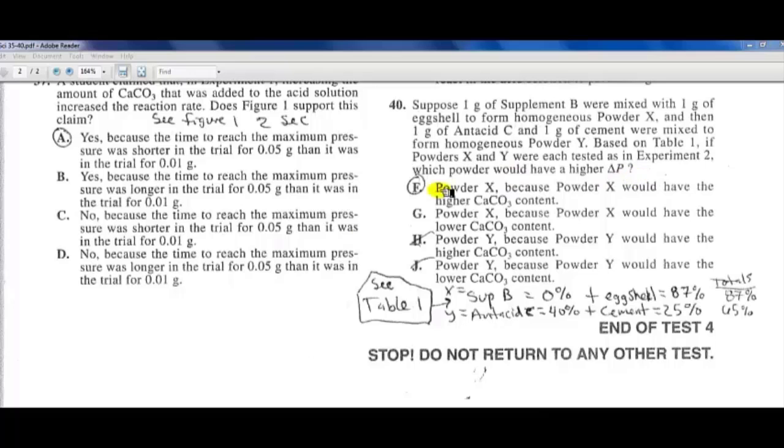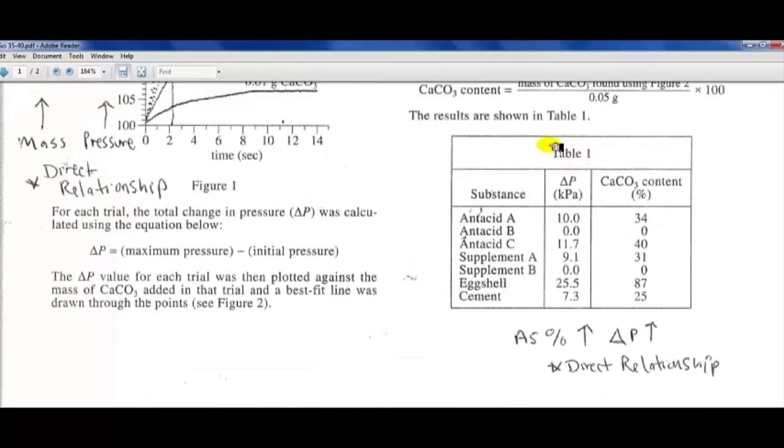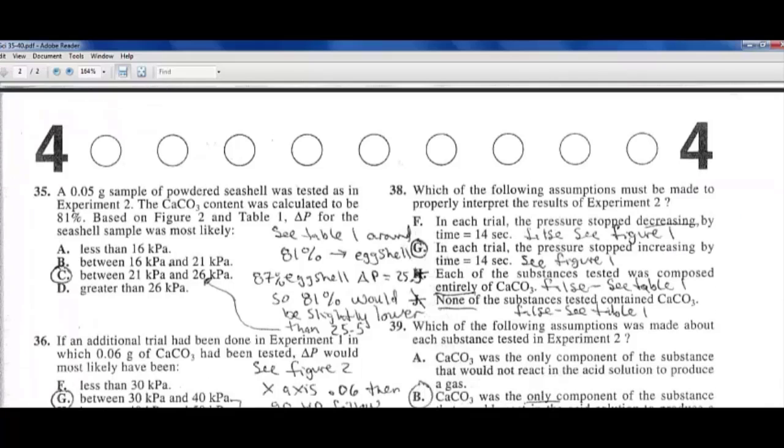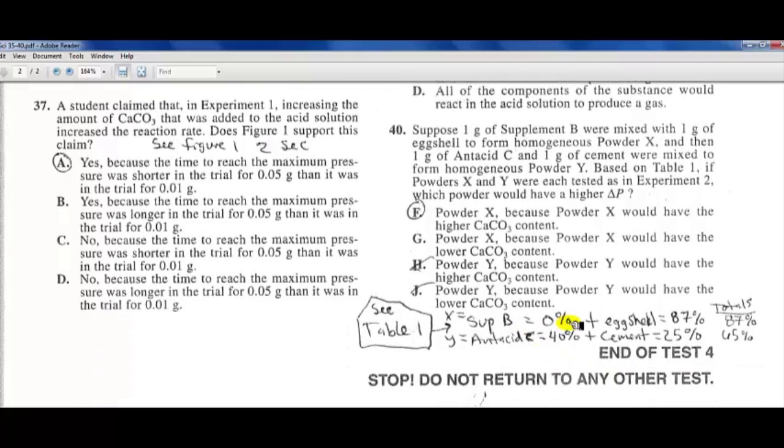higher delta P? The first thing that we want to do here is go into Table 1 and find supplement B. Let's go ahead. We're going to be going up and down here. So let's go into Table 1, find supplement B. Here's Table 1, find supplement B. It's right here. And we see that in supplement B, the CaCO3 content is 0, and therefore the delta P is going to be 0. So now we scroll back down and we simply just write this information down. Here's what we wrote. Supplement B equals 0%.